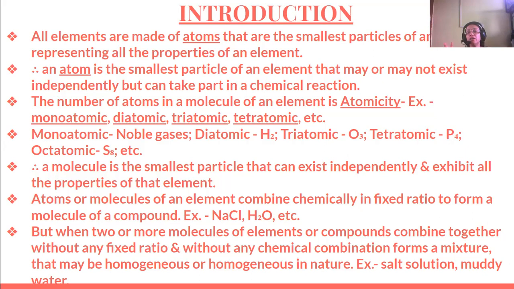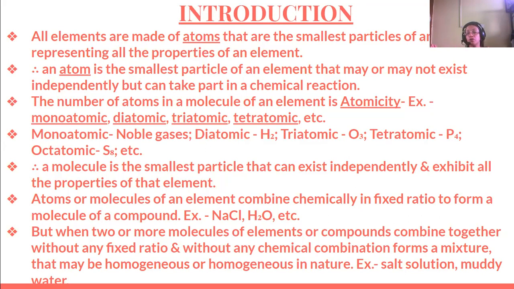So these are the different kinds of elements which have different numbers of atoms, which means the atomicity of the element. Therefore, a molecule is the smallest particle that can exist independently and exhibits all the properties of that element. But an atom is the smallest particle of an element that may or may not exist independently, but can take part in a chemical reaction.